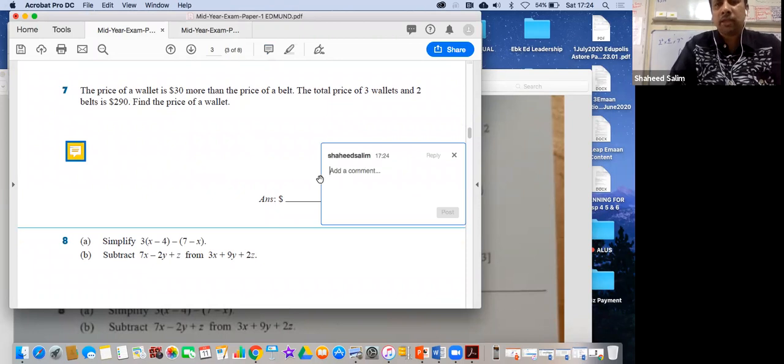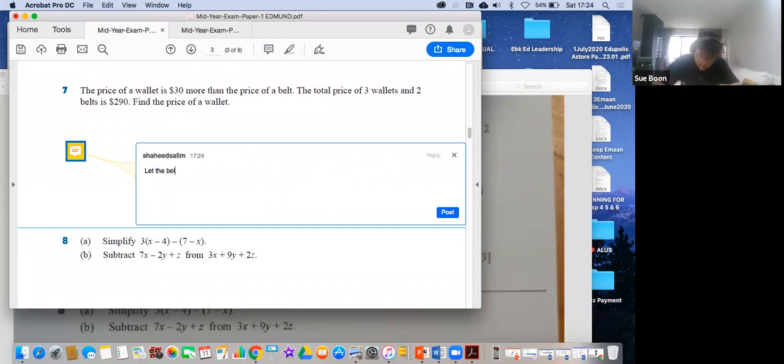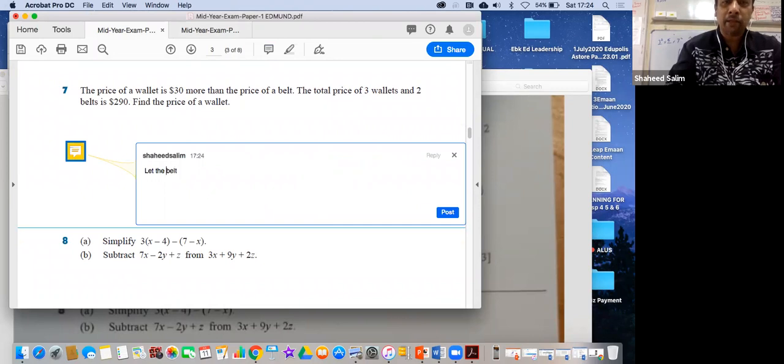We normally choose the cheaper item to be X. What's the cheaper item here? It is the belt. Let the price of the belt. You know why we cannot say let the belt be X? Because what of the belt? Is it the number of belts, price of the belt, weight of the belt, or volume of the belt? That's why we must be specific. Let the price of a belt be X.